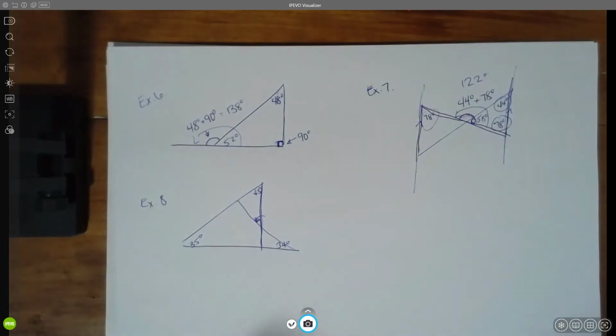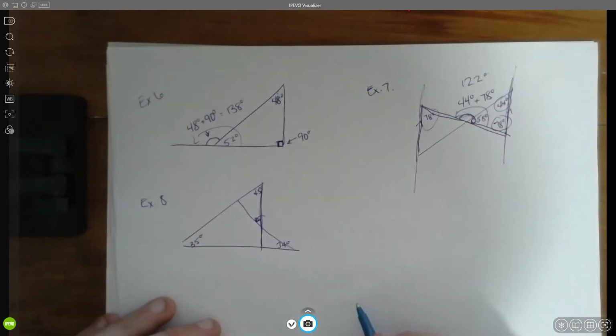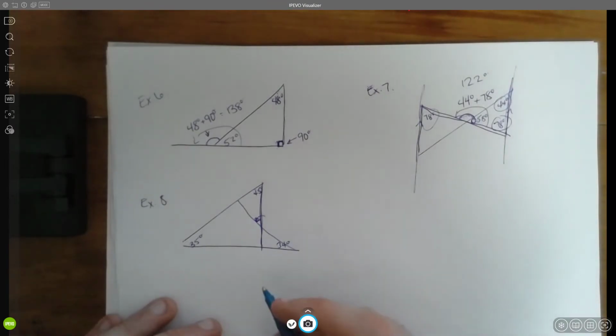And so it gets a little bit trickier here. We don't have parallel lines that we're working with. And so we have to figure out other ways in order to solve this particular question, in order to get the particular angles that we need for this question. And so that's really what we are trying to figure out here.